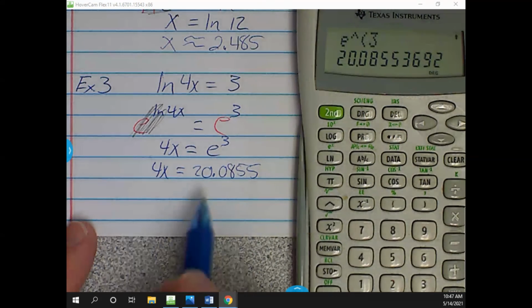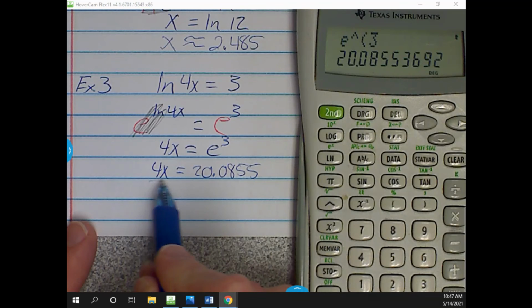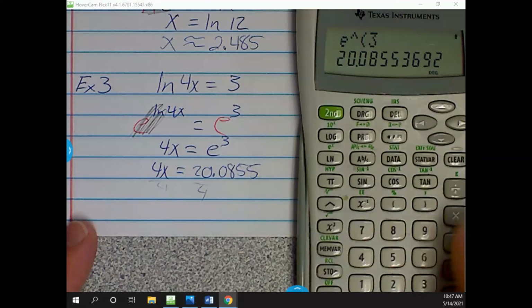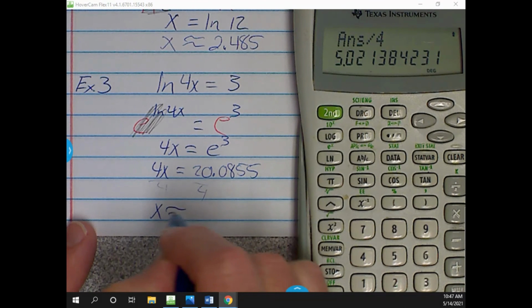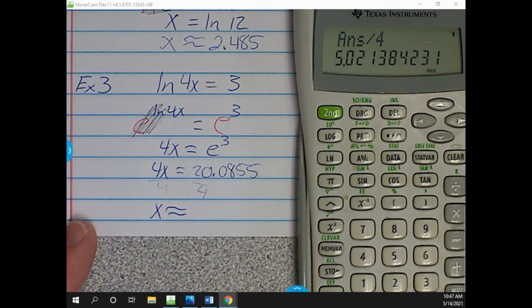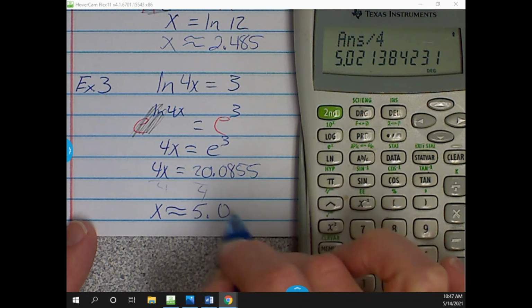Okay, but that's 4x. So then to get the answer, we've got to go back and divide by 4 on both sides. So then just take that answer and divide it by 4. So x is rounded off. That's 5.021. If we go to 3 decimal places.